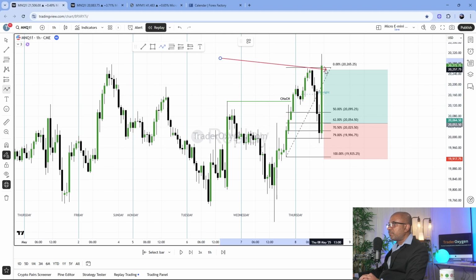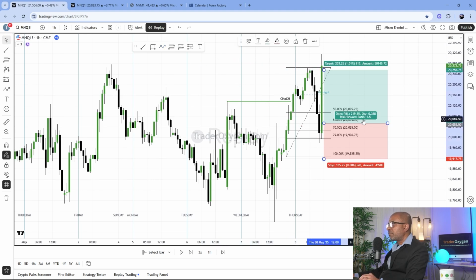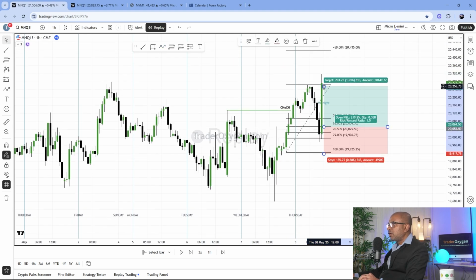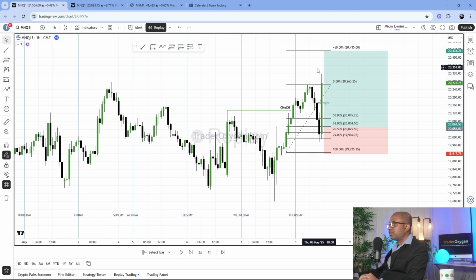And you will take your first take profit over here for a risk to reward of 1 to 5, and you will place your next partial take profit level at the minus 50, which is the next take profit projection level. Let's see what the trade is doing next.